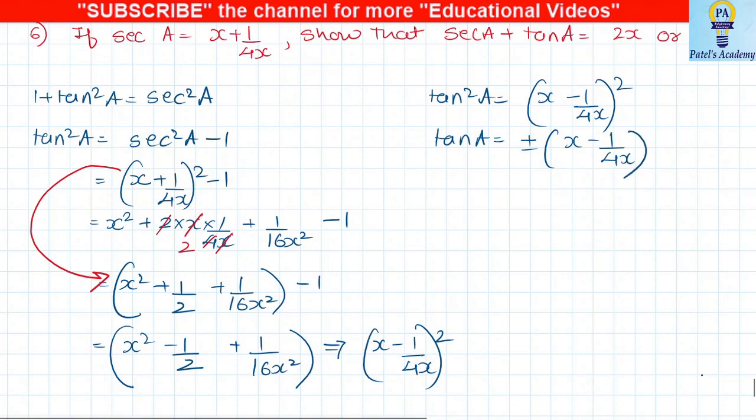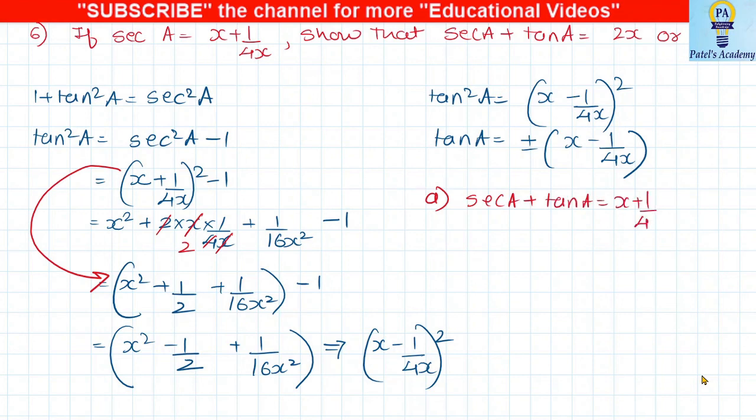Okay, I have two values of tan, so I'm going to use both the values of tan side by side. The first thing you have to find out is sec a plus tan a. So what is sec a? X plus 1 upon 4x plus, now first I'll take the value of tan a as plus (x minus 1 upon 4x). So I will get plus x minus 1 upon 4x. So what I see is 1 upon 4x, 1 upon 4x will cancel because of opposite sign, and we get x plus x as 2x. So this is the first value we got, 2x.